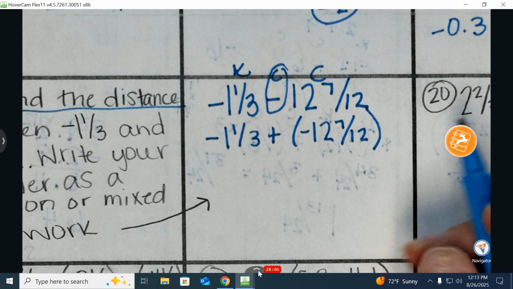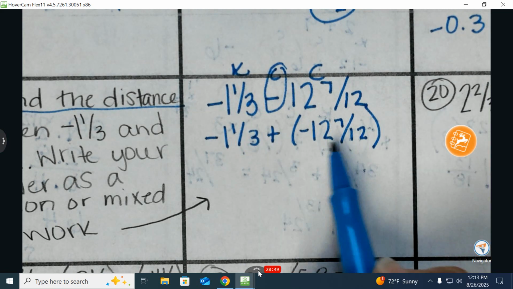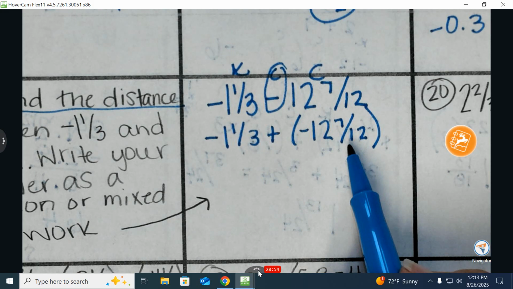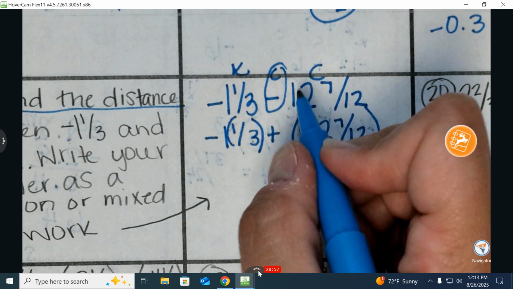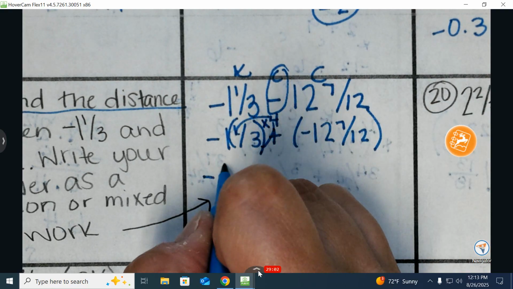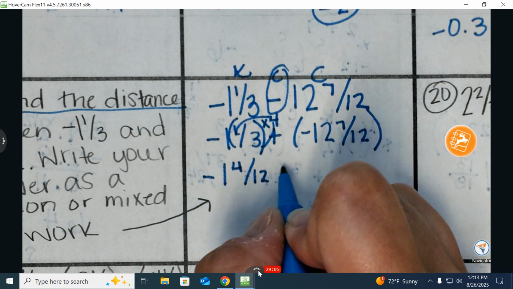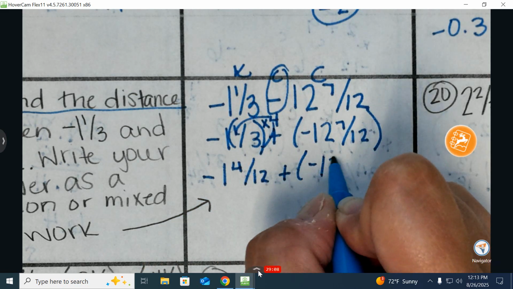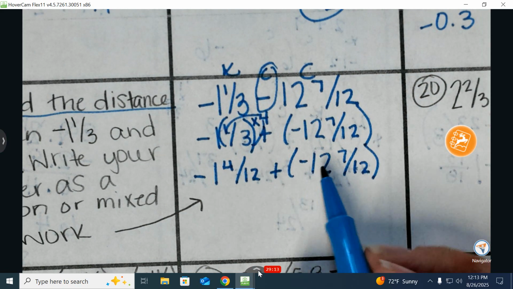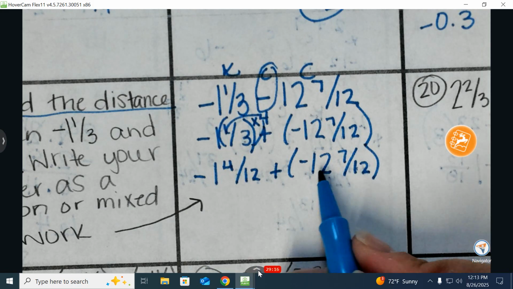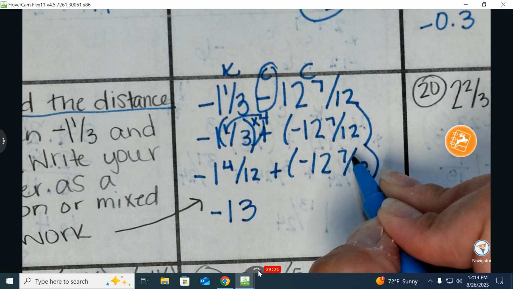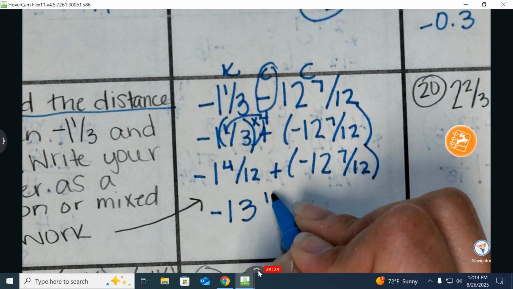Oh, y'all couldn't see that, sorry. I can't add these because they do not have common denominators. So I have to make the 3 become a 12 if possible. And I can do that by multiplying by 4. Remember, you have to multiply the numerator and the denominator. So it's -1 and 4/12 plus -12 and 7/12. Add and keep the sign. So 1 plus 12 is 13, and we're keeping the sign. 4 plus 7, 11/12.